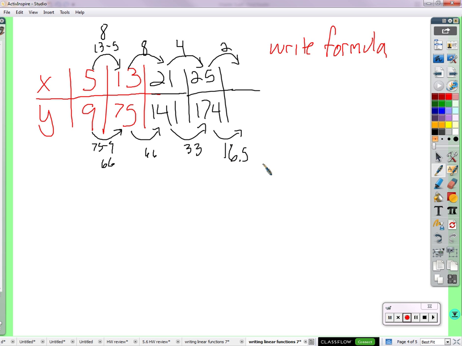16.5. So if x were to change by 2 and go up to 27, then y would have to go up by 16.5, and that would be at 190.5.